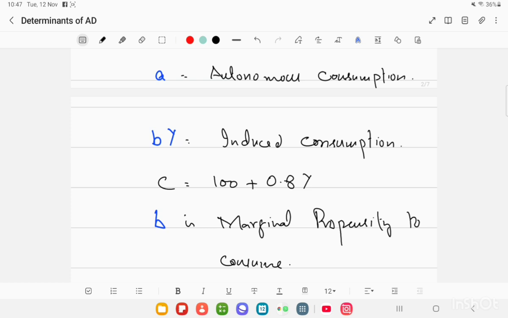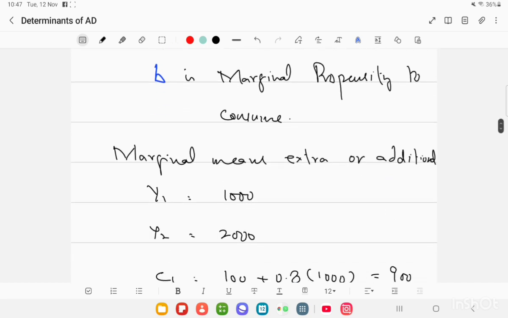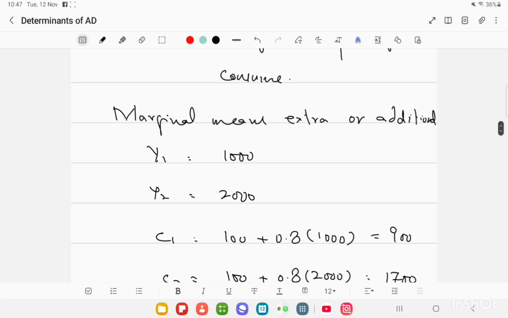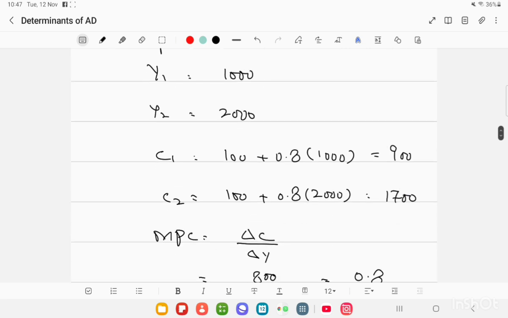This is the additional consumption from an additional dollar of income. When 0.8 is multiplied by income, that gives us the induced consumption by the households in the economy. So marginal means extra or additional. Y1 is 1000, whereas Y2 is 2000. I am explaining how MPC is found. C1, consumption 1, when income is 1000, is 100 plus 0.8 into 1000. So here we find 800 is the induced consumption. When it is added to the autonomous consumption, the total consumption is 900.